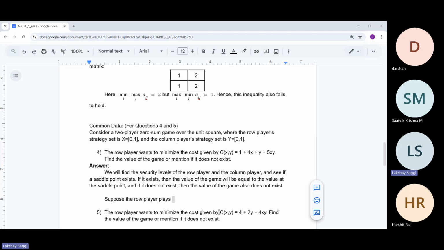Okay, maybe I'll just write it down here. We need to find the security levels first to say that the security levels don't match, right? But what are the security levels for the X and Y players? That's what I was interested in. How did you find the security levels for the X and Y players?